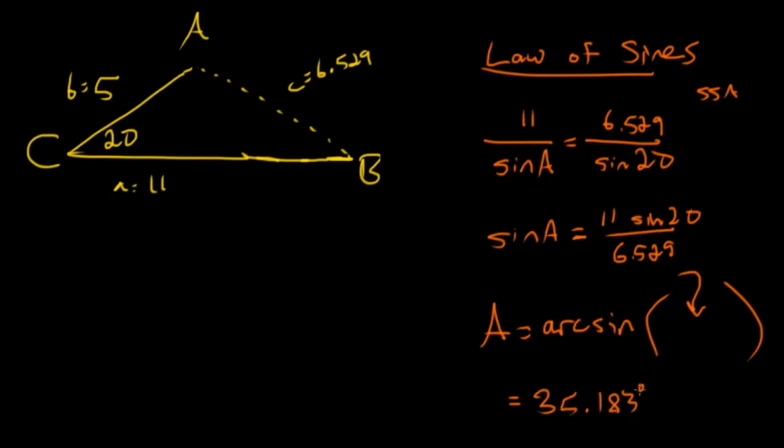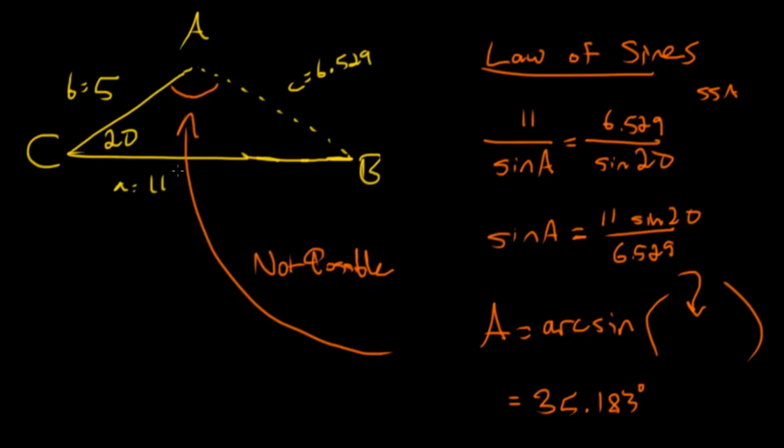35.183 degrees. And that is totally impossible. Think about why. Why is that not possible? The reason is the arc sine function gives you angles between negative 90 degrees and 90 degrees. But this angle is obtuse. It is opposite the largest side in this triangle, so it must be the greatest angle. If this is 20 and this is something less than, I don't know, 70, then this angle must be obtuse. But 35.183 in general just feels wrong.